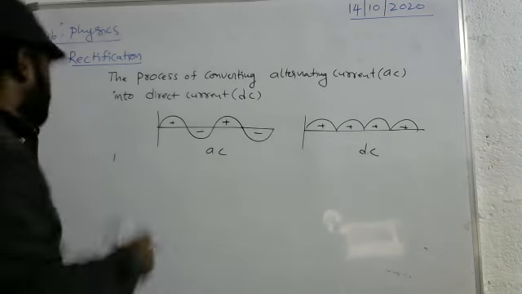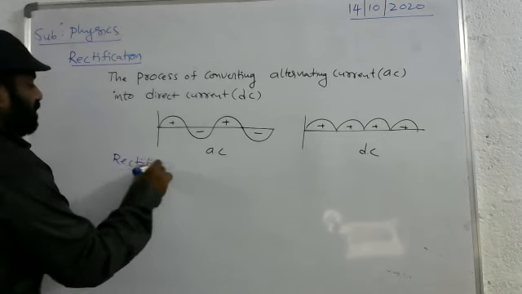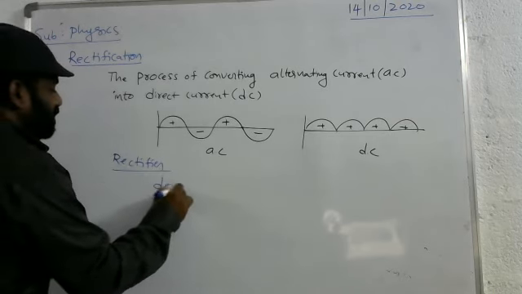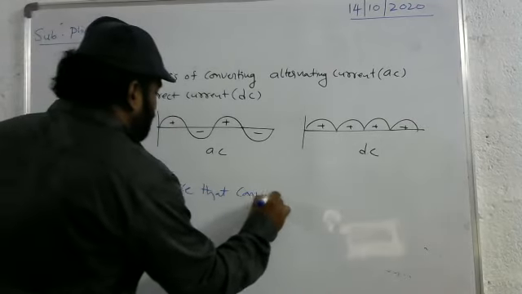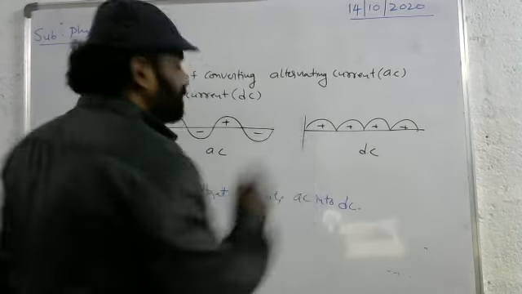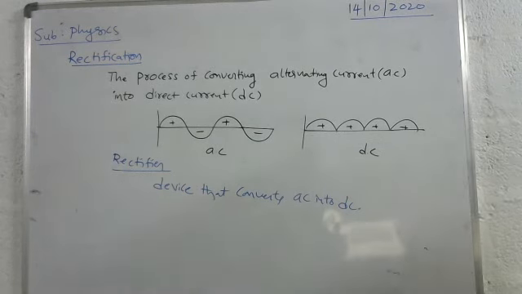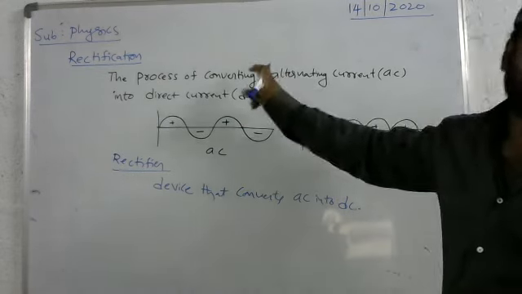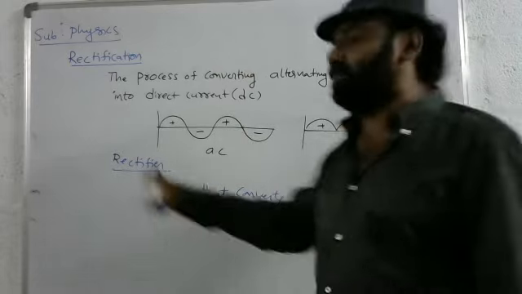A rectifier. What is meant by rectifier? Rectifier means the device that converts alternating current into direct current. The process is rectification, and the device used for this purpose is called a rectifier.